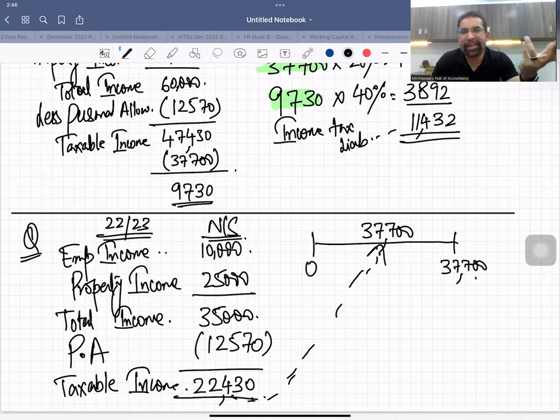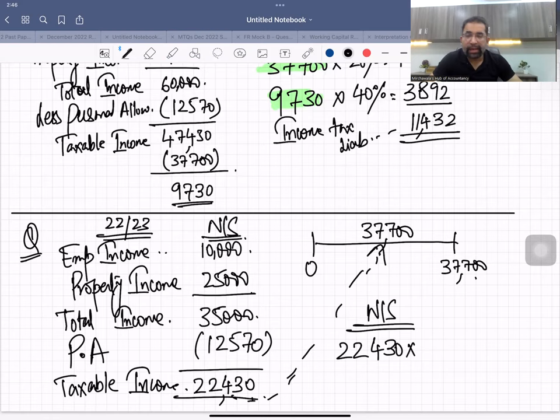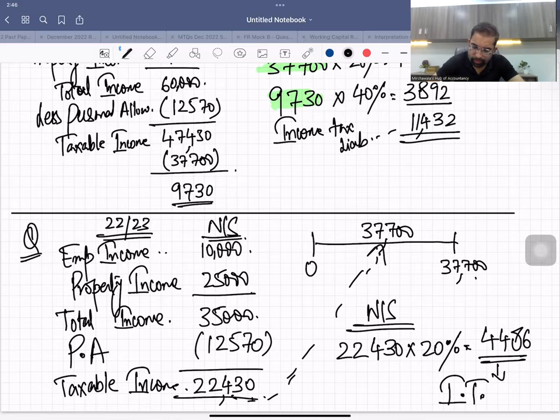So how will you do it? You'll write NS. What's your income? 22,430. And as this income lies in the first band, you have to apply only 20% on it. So you will get it. This is your income tax liability. The shortcut of income tax liability is ITL.